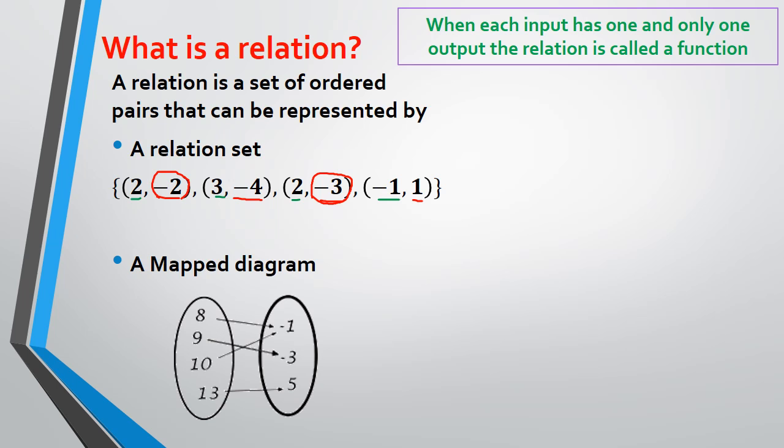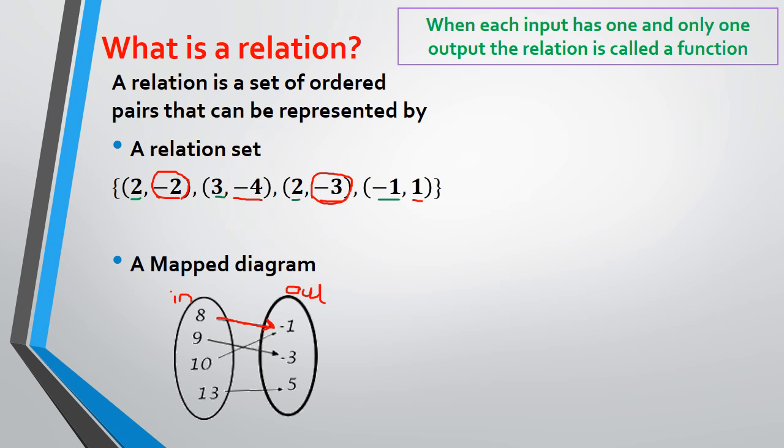Relations also can be represented by a map diagram. This is a map diagram where we have two groups. The first group is the inputs, and the second group includes the outputs. Since the arrow is going from the left group to the right group, the inputs are in this group, and the outputs are in the second group.